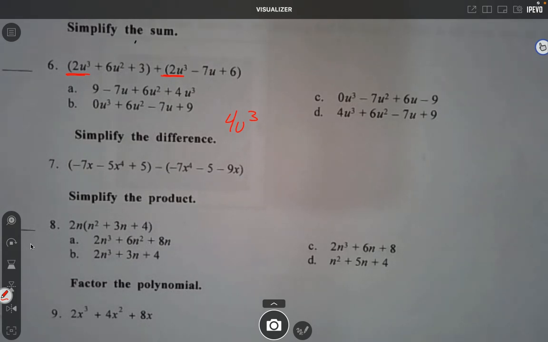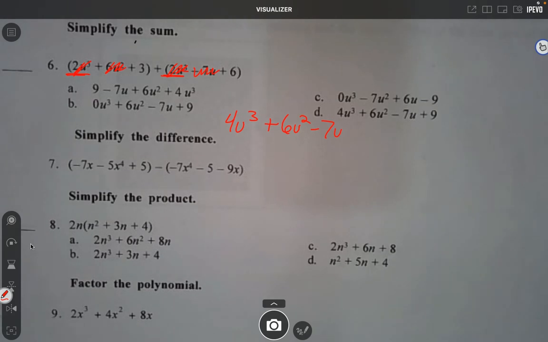This 6u squared, or 6u to the second. Does anything go with it? No, so I'll just put my 6u squared. Okay, so I'm going to mark through them as I go, so I don't get confused. Then what? 7u, and it is negative. So think of it this way. I have 0 plus negative 7u. So it's just negative 7u minus 7u. Okay? And then what's the last thing that I have?